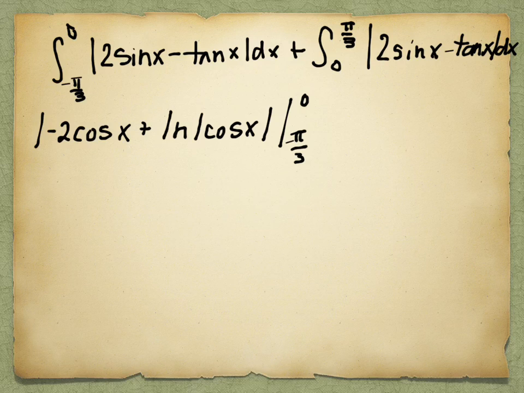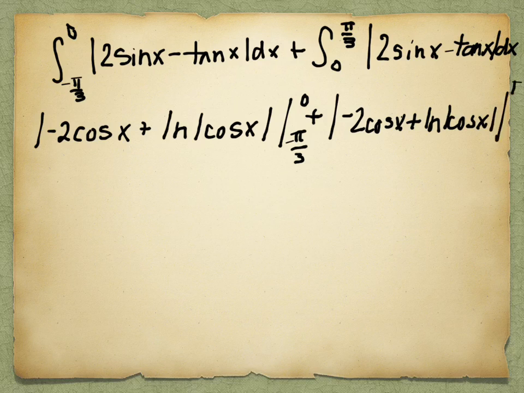And that's actually the exact same expression that I need one more time, but evaluated at pi over 3 and 0. So plus, rather, the integral of this piece, and this one is again negative 2 cosine of x plus the natural log of the absolute value of cosine of x. And this one's at pi over 3 and at 0. So all I really need to know is what the cosine is at 0, at pi thirds, and at negative pi thirds. And then I can find all my pieces, right?